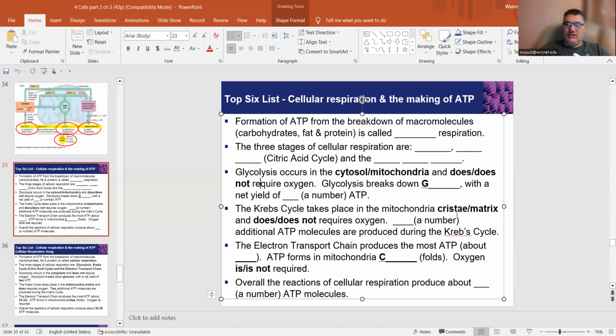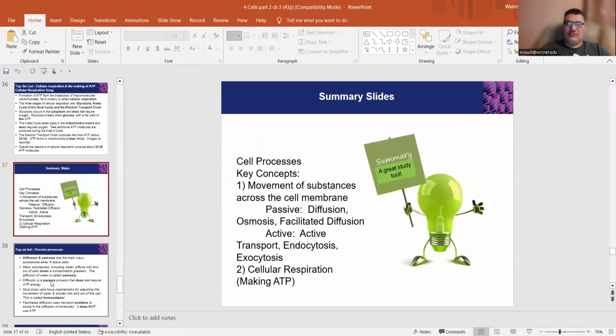Krebs cycle. Does it happen in the cristae or matrix? Matrix of the mitochondria. Does it need oxygen or not? Of course, yes, and that's why it's called aerobic. How many ATPs do you get out of this? 2. Electron transport chain: you get 32 to 34 ATPs. It happens in the mitochondria, in the cristae folds. Do I need oxygen or not? Of course, yes. Both of those need oxygen. It happens in the mitochondria, so we call it aerobic. Overall, how many do you get? 36 to 38, and you will be asked about this.